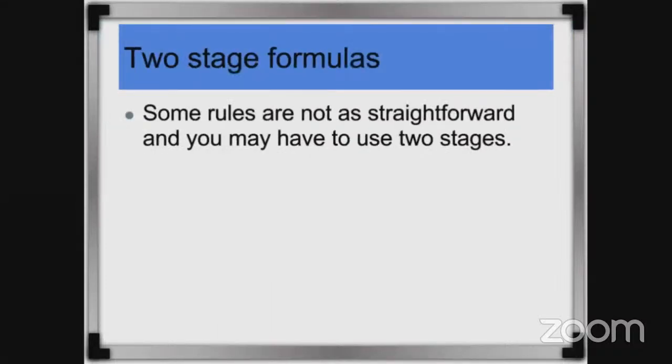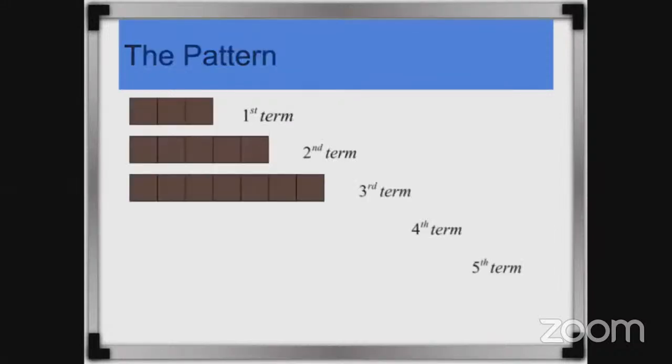Some rules are not so straightforward as the ones that we just looked at. Some rules have 2 things happening, 2 stages. So let us look at the pattern here. We have the first term, which is 3 tiles. We're going to call them tiles. The second term has how many? So we have 1, 5. 2, 5 tiles. Thank you.